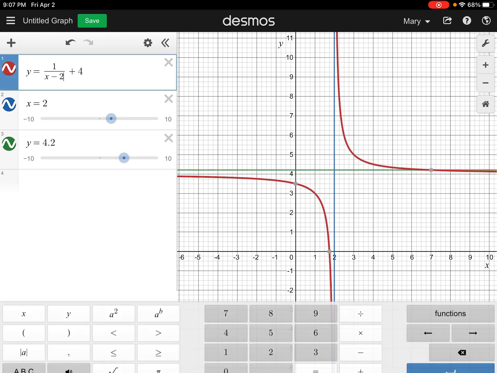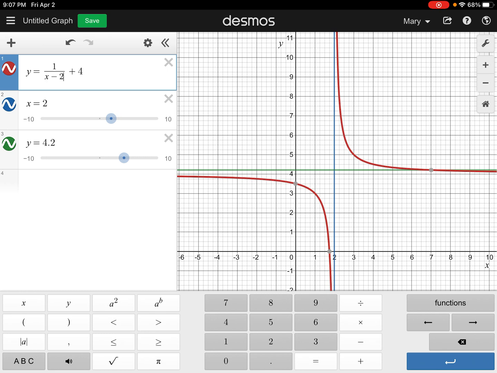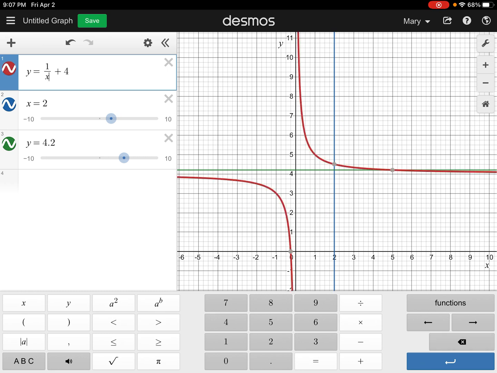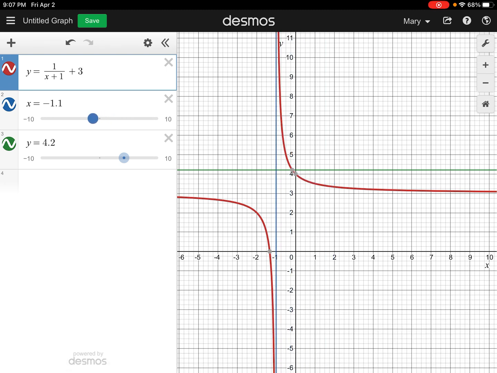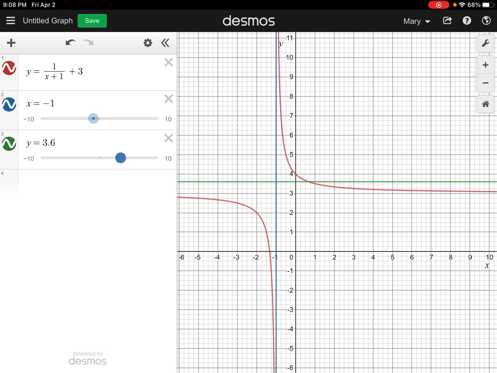Okay, and if you want to change that, let's say it was x plus 1, and then it was a plus 3 on the outside. So now my asymptote should be at x equals negative 3. I'm sorry, negative 1, because of the 1 on the bottom. And the horizontal asymptote should be y equals 3. Oh, there it goes. Okay. All right, so you can graph those on Desmos as well.